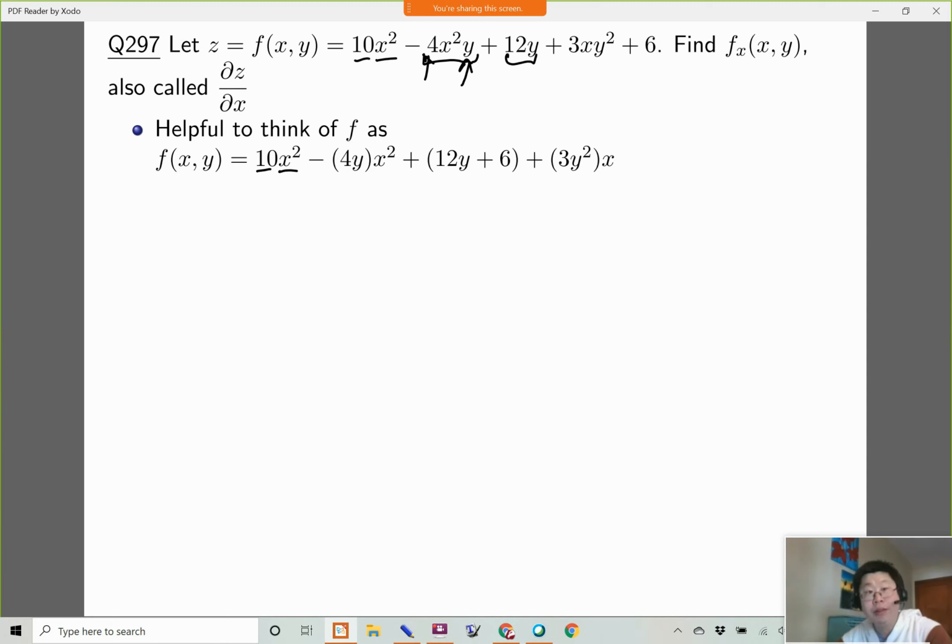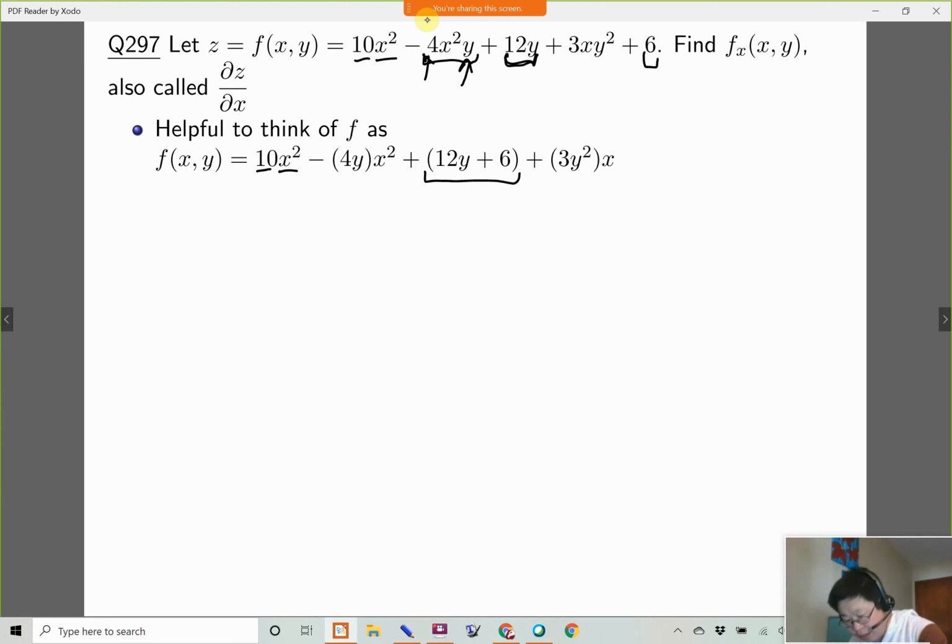12y, that whole thing is a constant, right? If y is a constant, 12 times y is a constant. And in fact, 12 times y plus 6 is a constant. So I just put all of what's in parentheses here, we're treating that whole thing like it's a constant. If y is a constant, we don't know what constant. We just pretend for a moment, just like we did in the last problem, that y is 10. Then 12 times y would be the constant 120, right? So we're treating this like a constant.